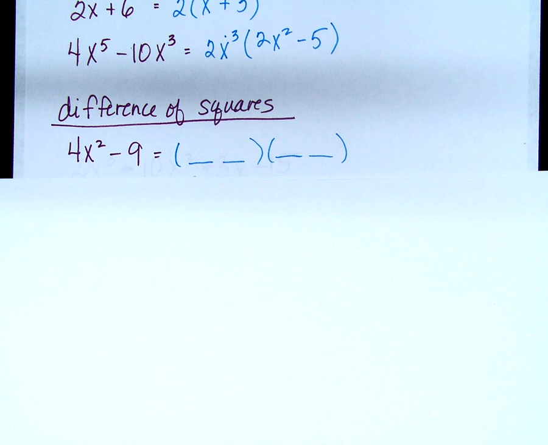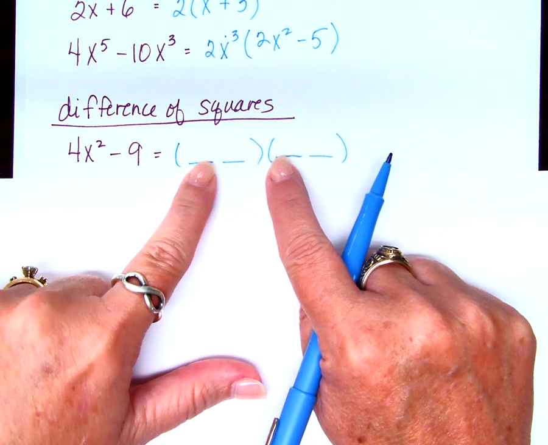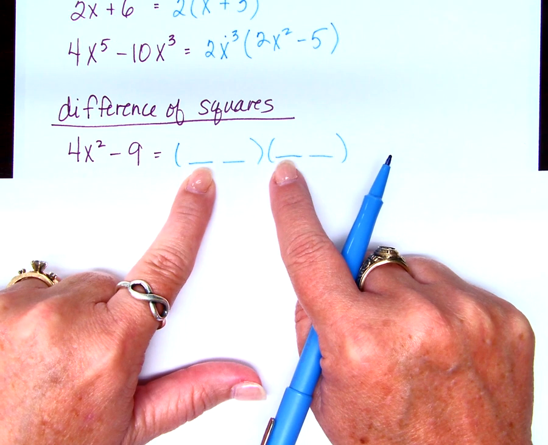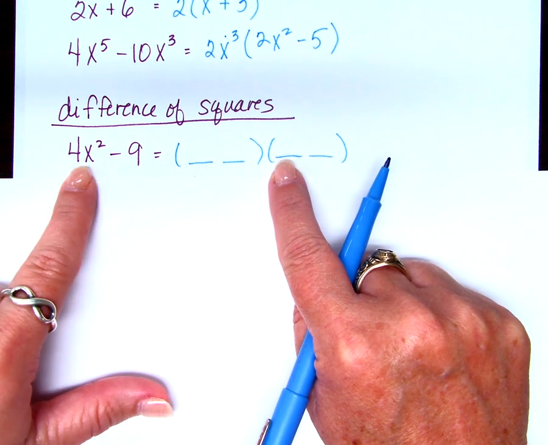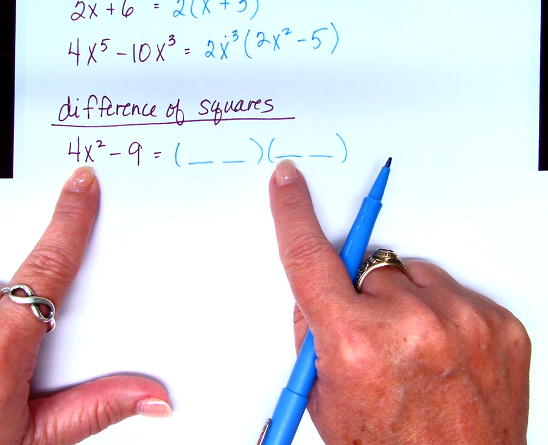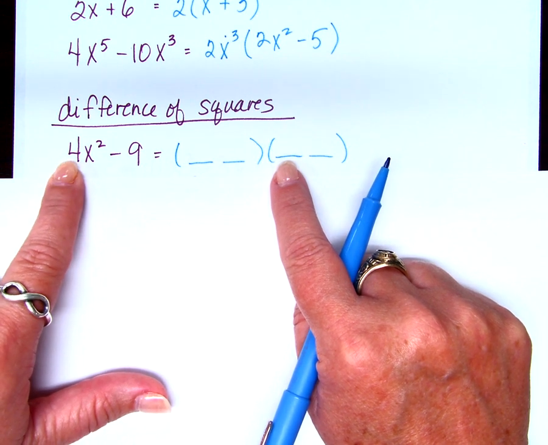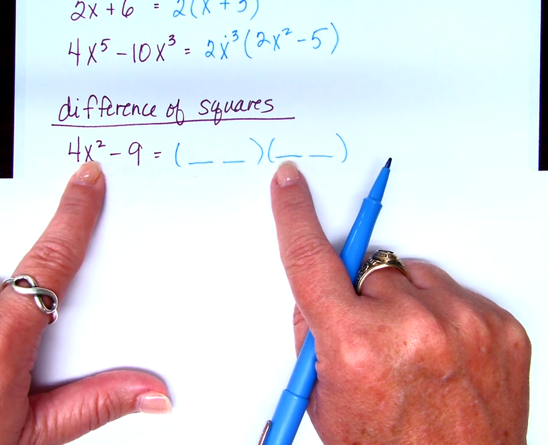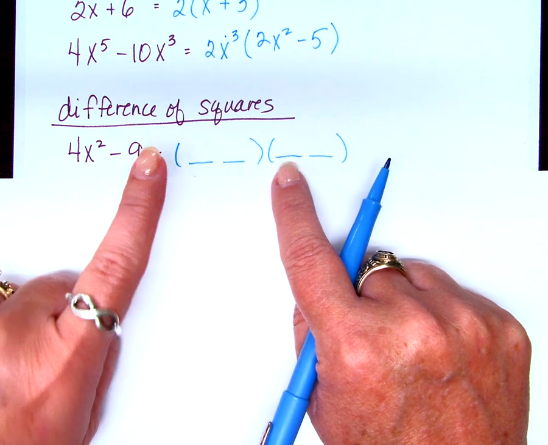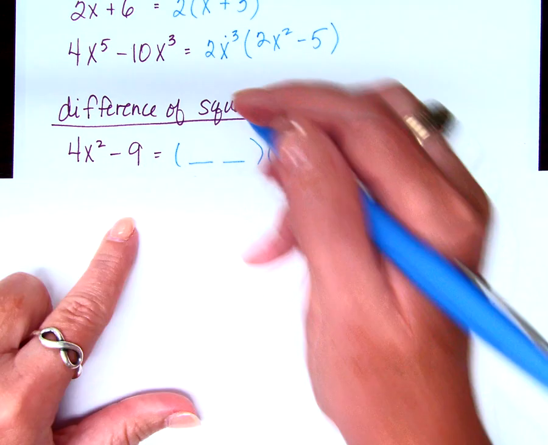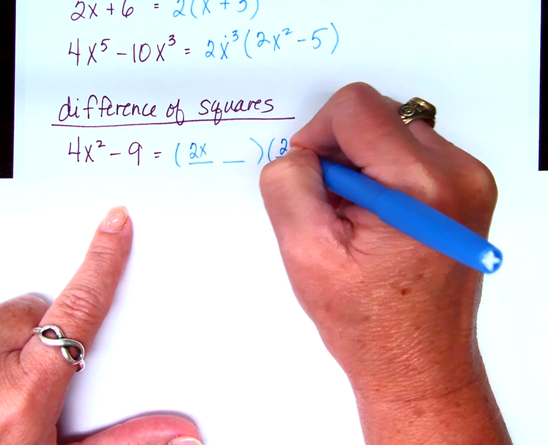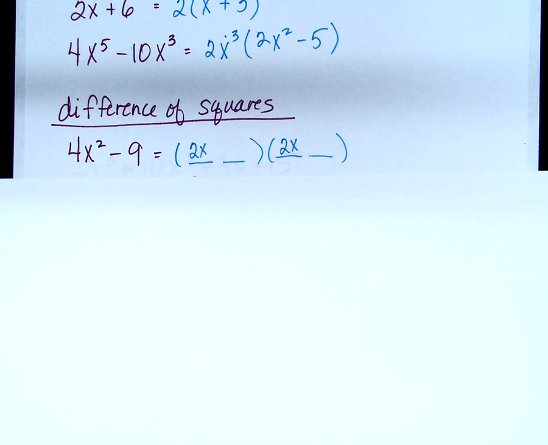binomials. Okay, you don't have to draw the lines if you don't want to. I'm just making sure you understand it as two binomials. Does that make sense? So the very beginning of each binomial is going to be the same thing. And we take the first term of the problem and we square root it. What is the square root of 4x squared? Well, what's the square root of 4? 2. And what's the square root of x squared? Right? What times itself equals x squared? X. So 2x goes here and 2x goes here. It goes at the beginning of each binomial.